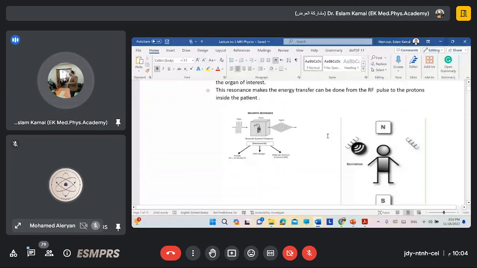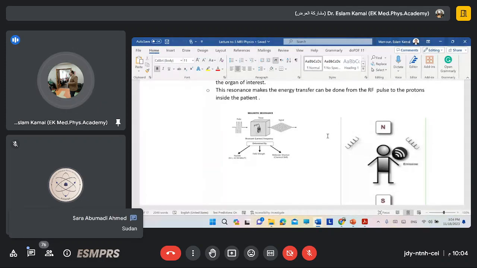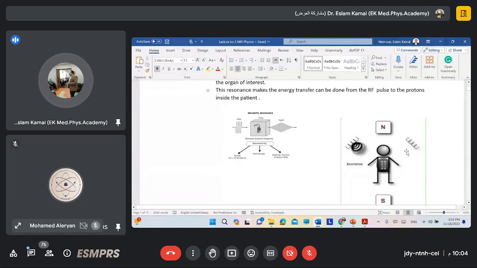The main idea behind MRI physics is that we are going to excite a certain tissue inside the patient. If patients come into your medical imaging department and you are going to scan them, I should give a certain energy to the patient tissue. After that, I will turn off the source of energy. Then you receive the energy of excitation, and you translate this energy to an image.